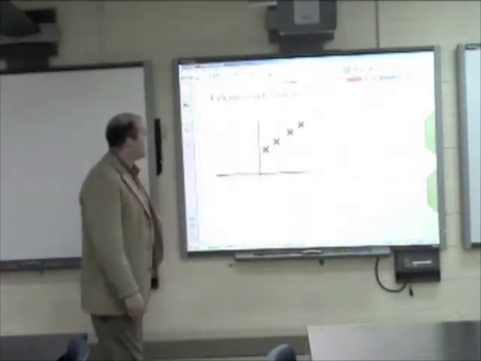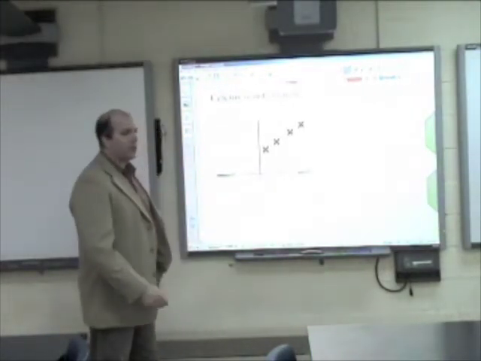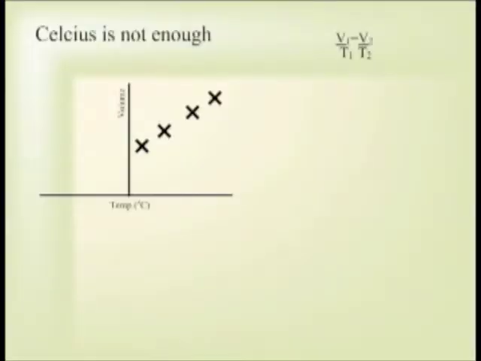Let's do an example question. V1 over T1 is equal to V2 over T2. So we're going to take a balloon and we're going to cool it down. If we did that, we would put our line in here somewhere like that. And so suppose we had a temperature and a volume that was right there. And we cool it down. Well, if we cool it down to something that's above zero, then we should be okay.